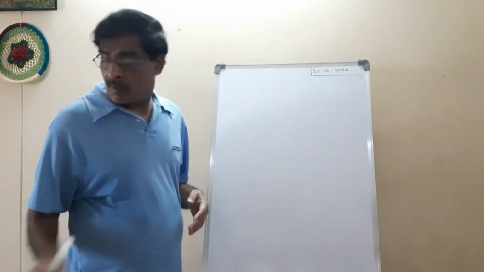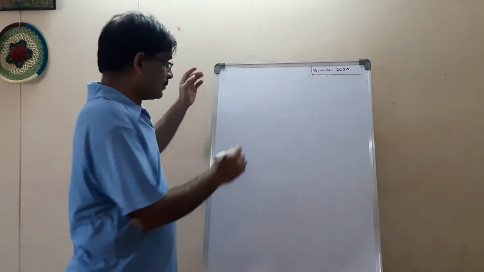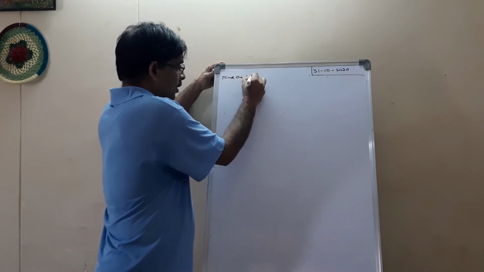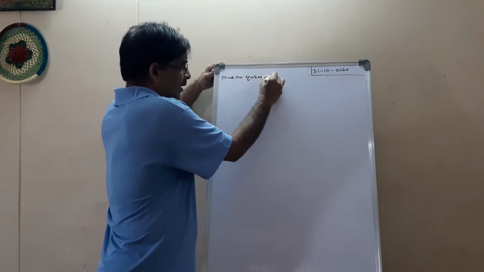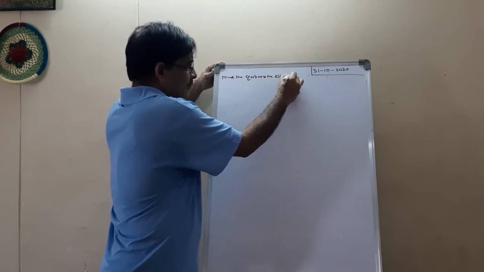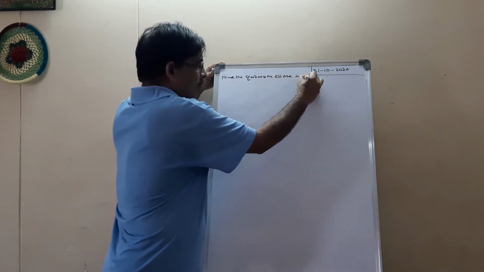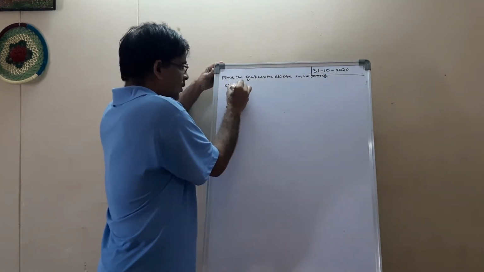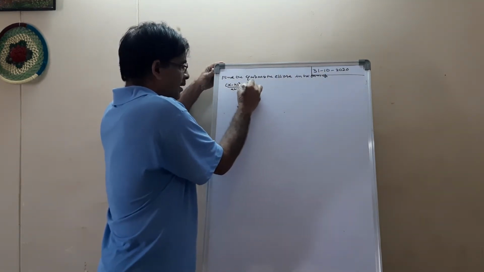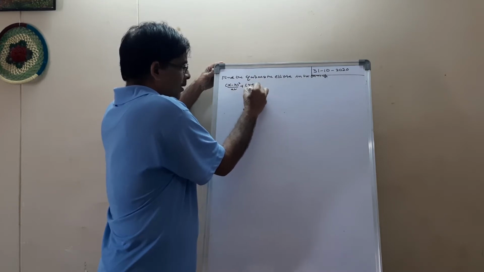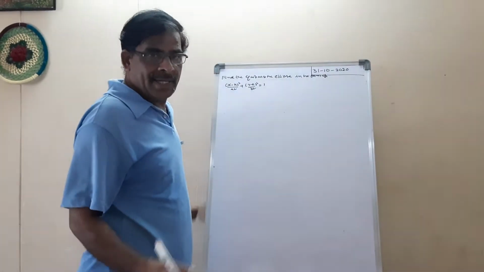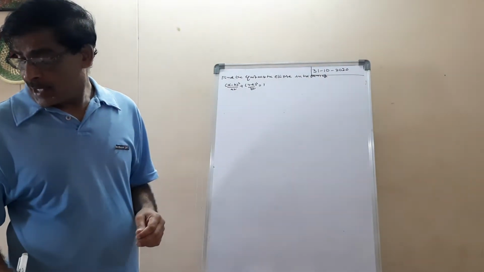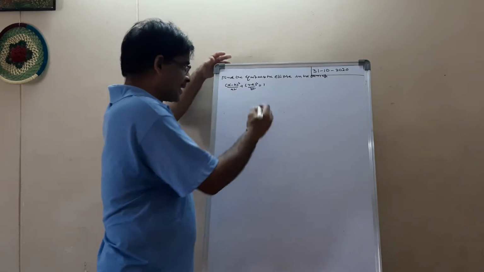Find the equation of the ellipse. Find the equation of the ellipse in the form of (x minus h) whole square by a square plus (y minus k) whole square by b square equal to 1, with the following data. What is given?